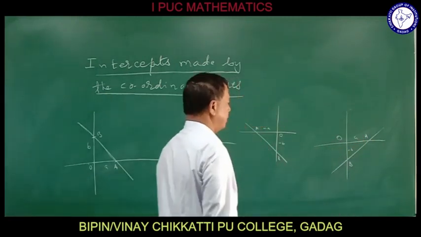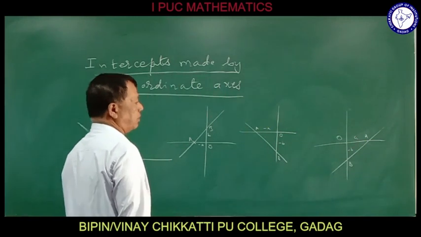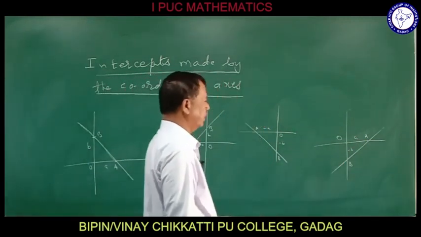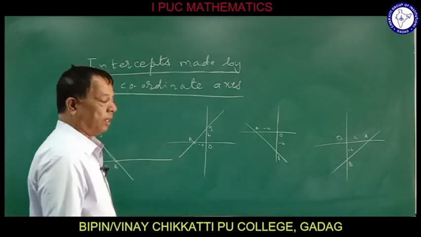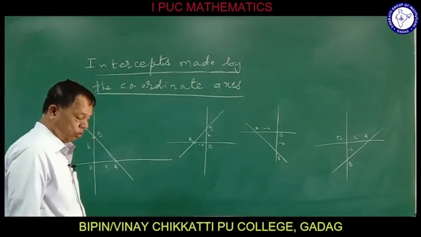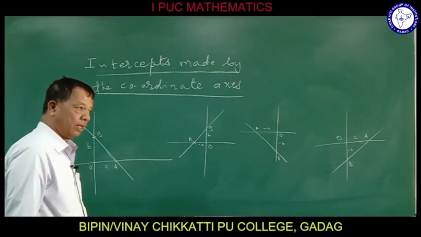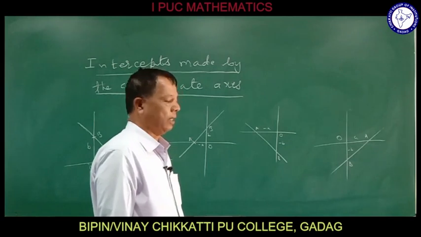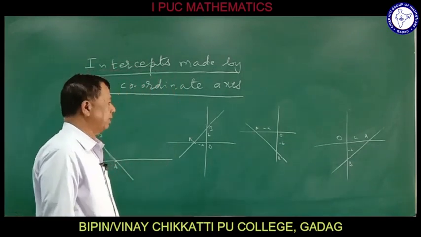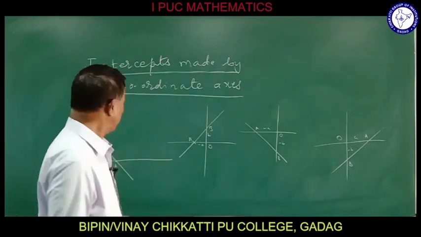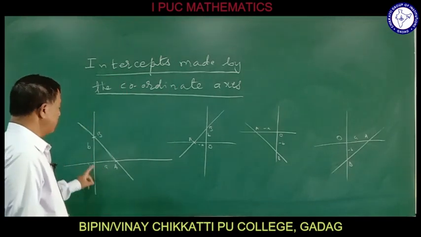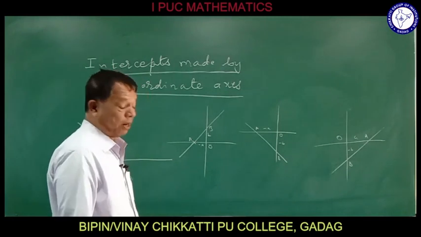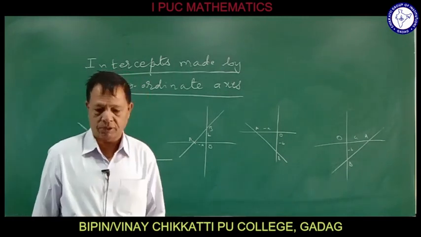Try to understand that the x-intercept is OA and the y-intercept is OB. So in general, OA and OB with the proper signs are called the x-intercept and y-intercept. The x-intercept is denoted by A, the y-intercept is denoted by B. But the sign can be put accordingly, for the intercepts made by the line with the coordinate axis.